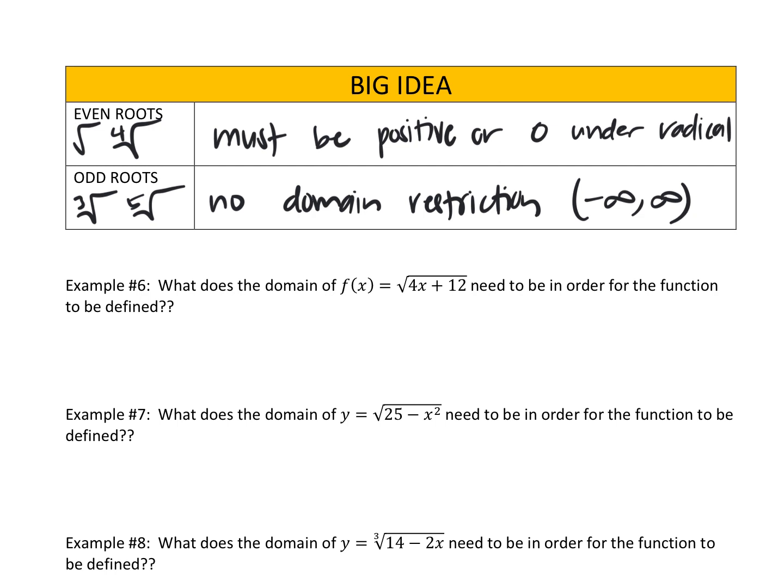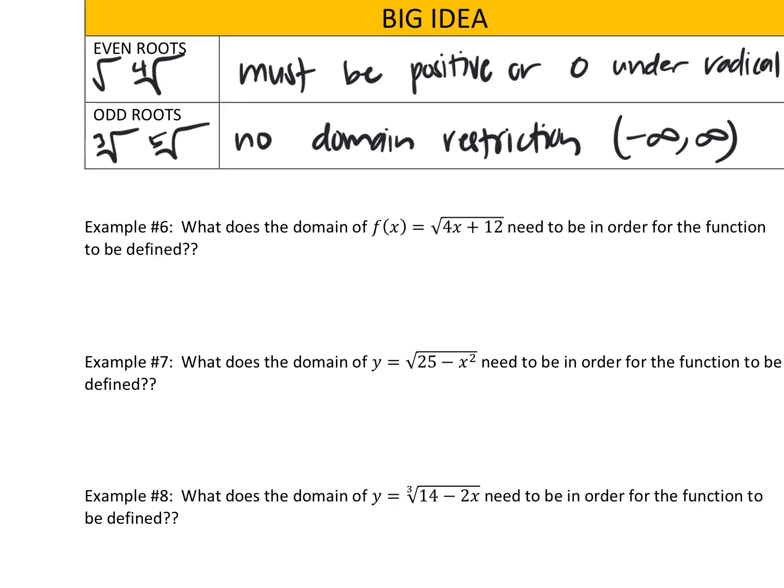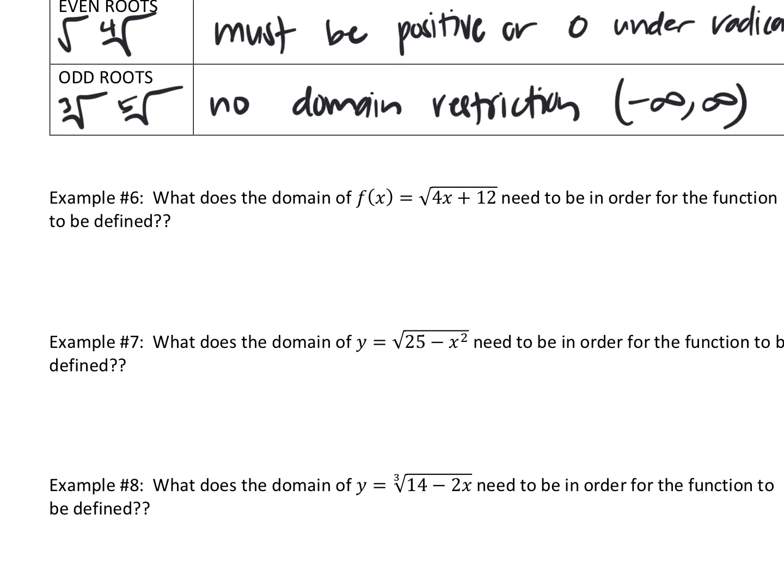All right, so you're going to be given some functions here, and you're going to be asked what is the domain, maybe what is the range, what is increasing, decreasing, that kind of stuff. So if I look at this function here, I have to look at what is the root, is it even or odd? If I look at example 6, is this function an even or an odd root? Even. It is an even root, right? So I need to account for the domain. I need to account for the 4x plus 12 being greater than or equal to 0.